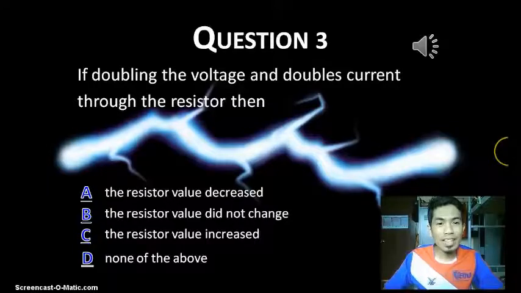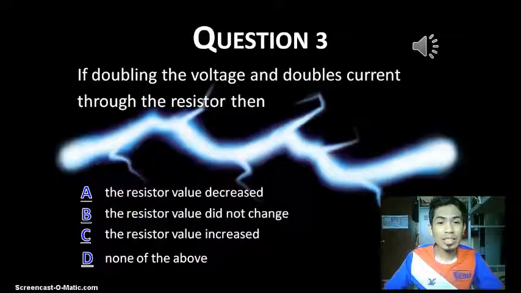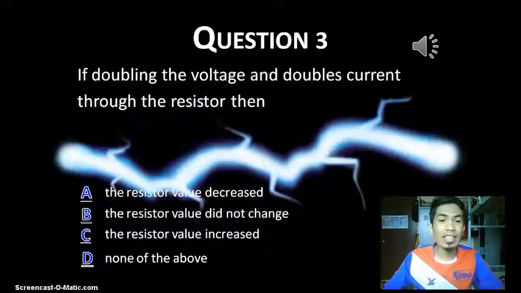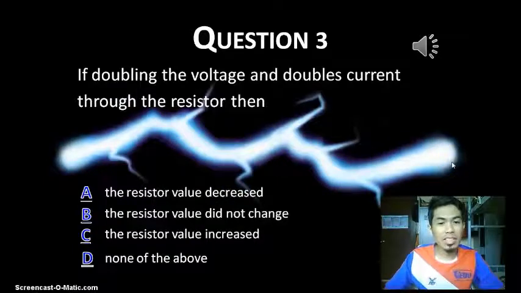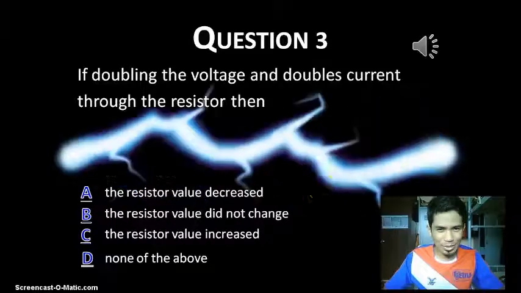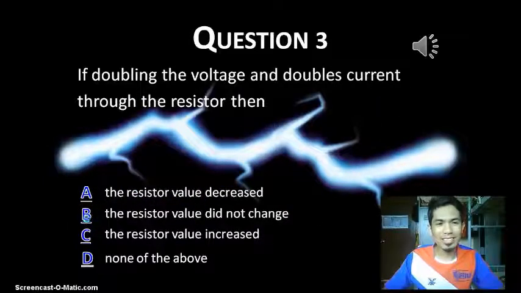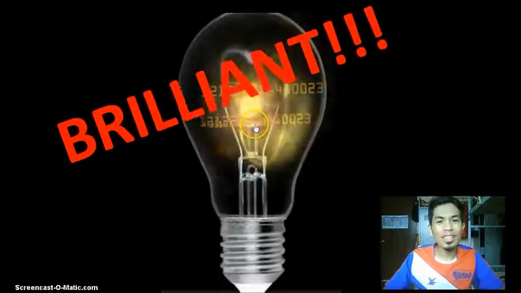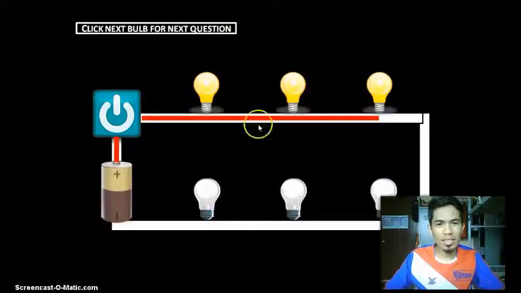If doubling the voltage and doubling the current through a resistor, then the resistor value does not change, increases, or decreases. Yeah, good. Not change. Try. Alhamdulillah. Next question.